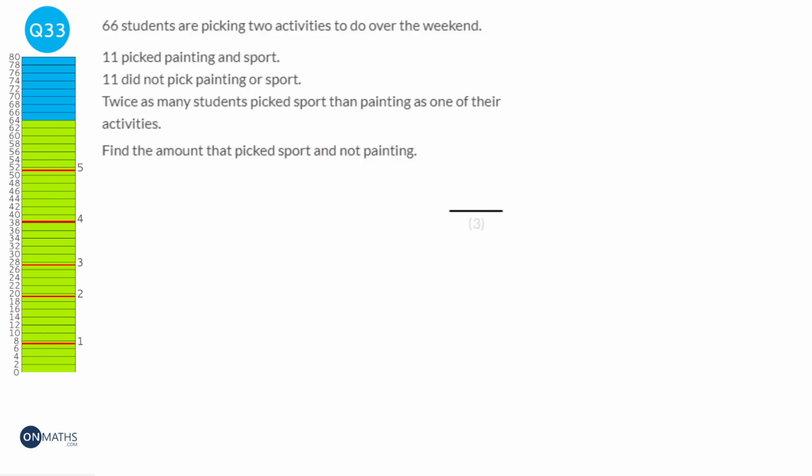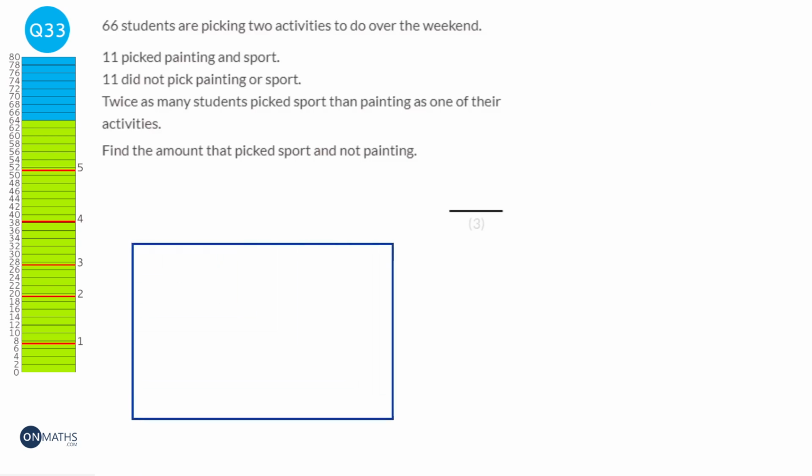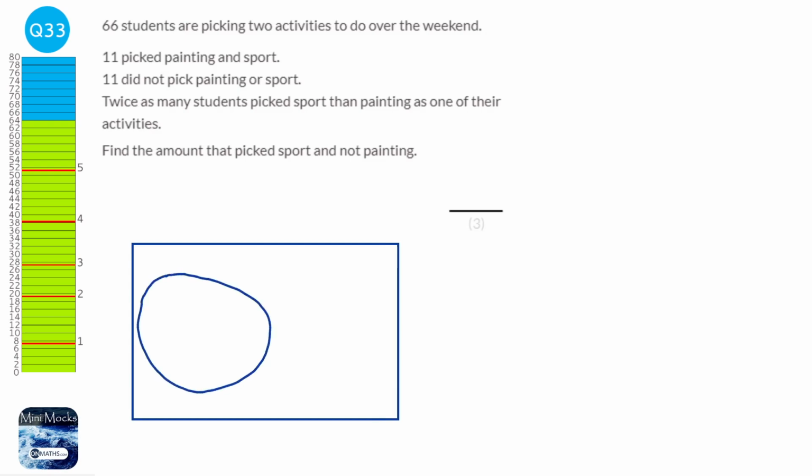So this question will probably need a Venn diagram just to make it a bit easier. So I'm going to draw a Venn diagram. You don't need to. If you can work out how to do this question without, you can. But I think this is a really tricky question to do without a Venn diagram. So it says that they picked 2 activities. It was either painting, which I'll put as a P, and sport, which I'll put as an S.